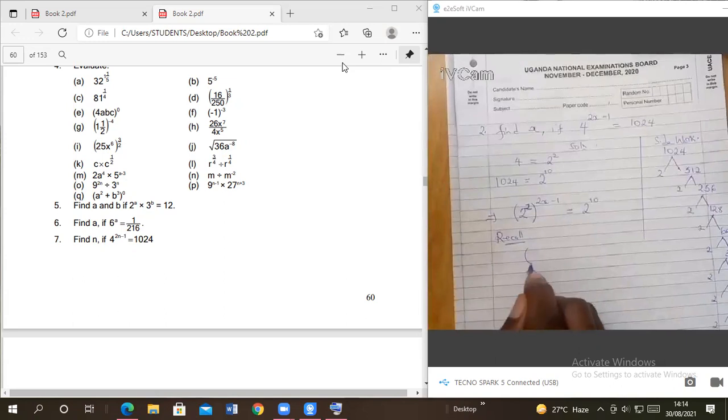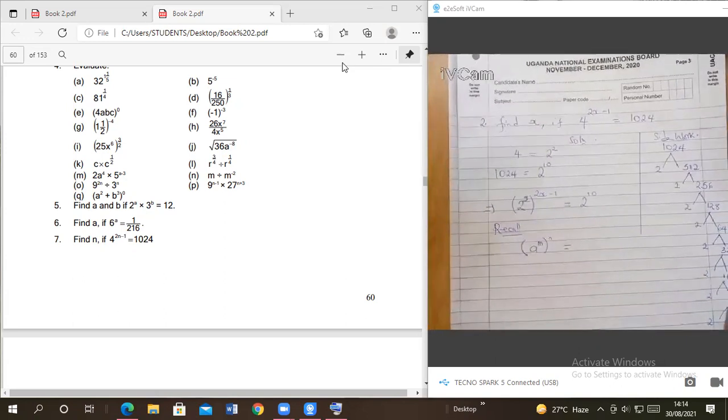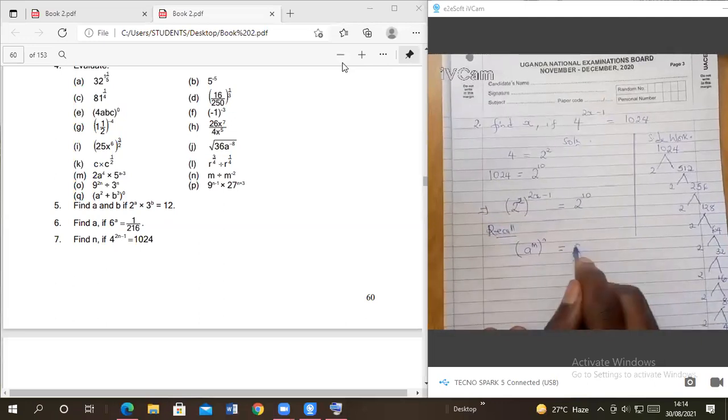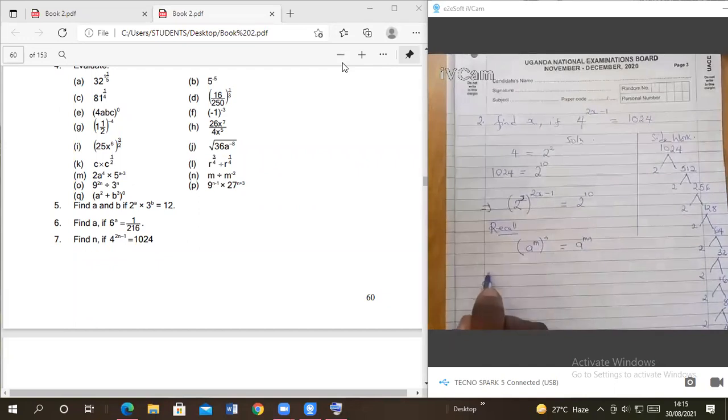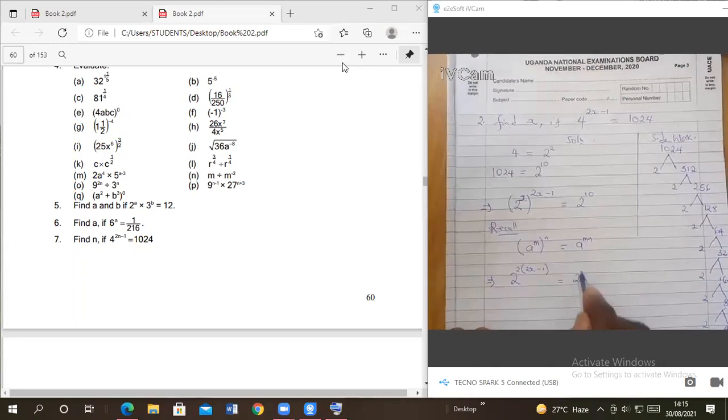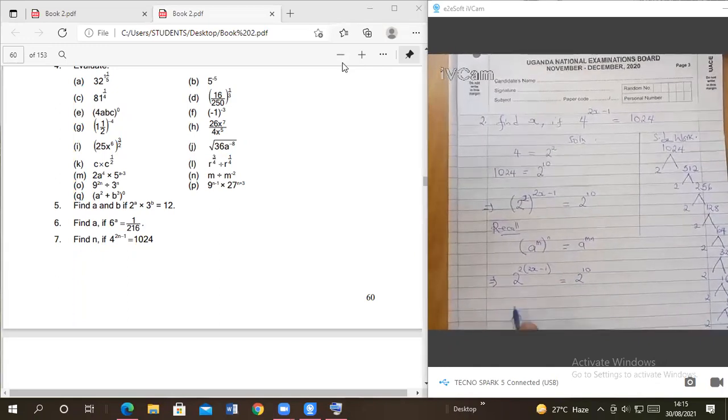So when you recall, I said if I have a to the power m, again raised to another power n, what do we do to the powers? We multiply. We multiply the powers. So it implies now we shall have 2 into 2x minus 1 equals to 2 to the power 10. So if that is true, when you open this, this will give us 4x minus 2 equals to 2 to the power.